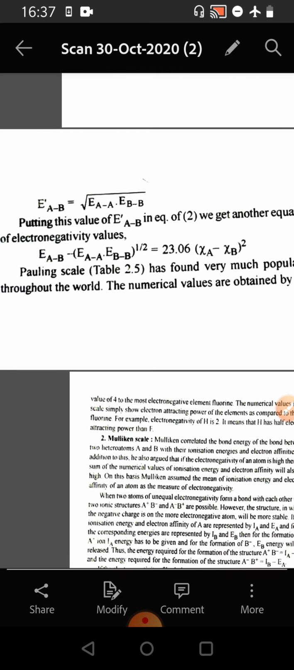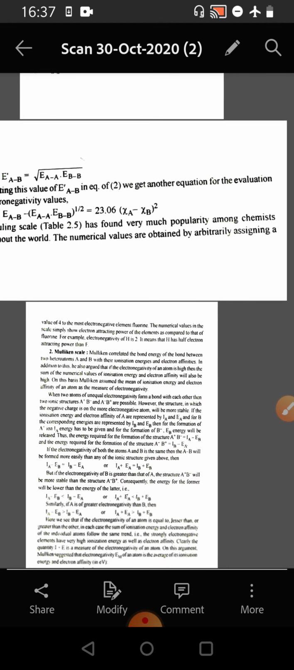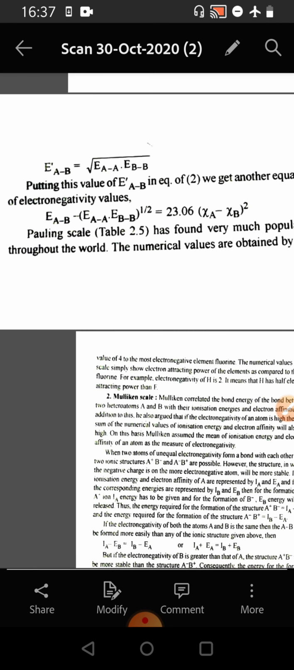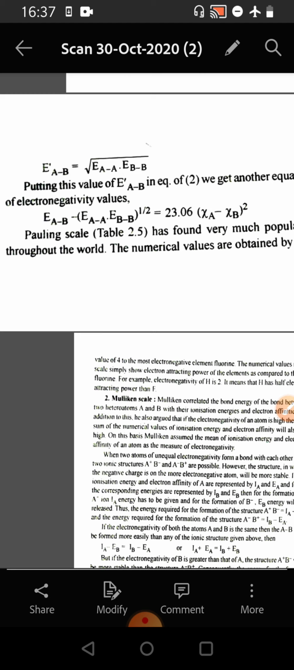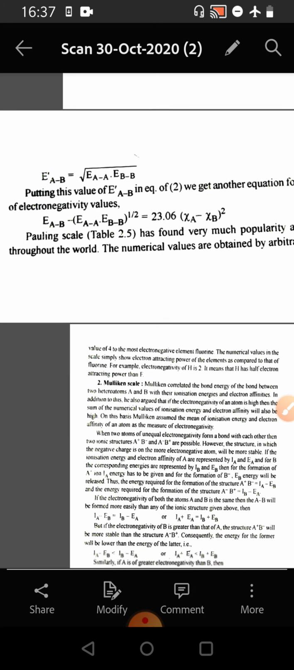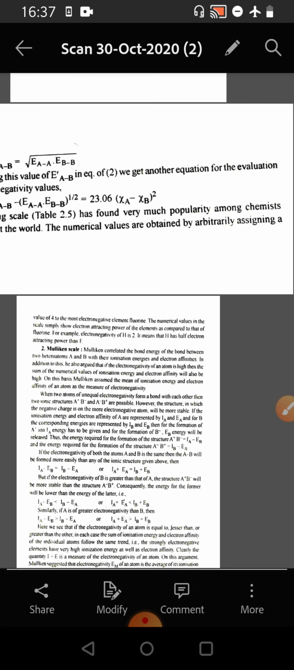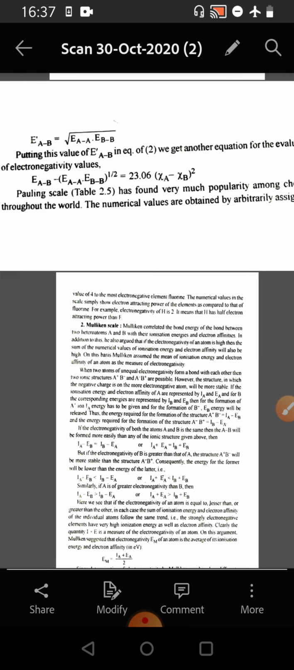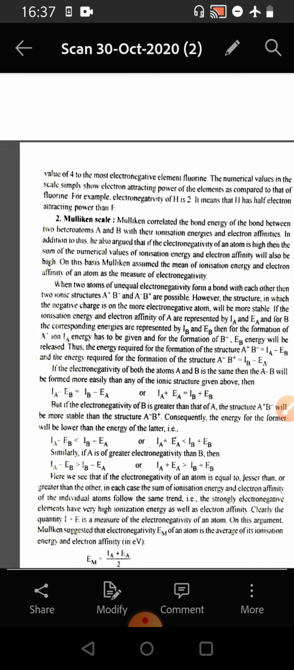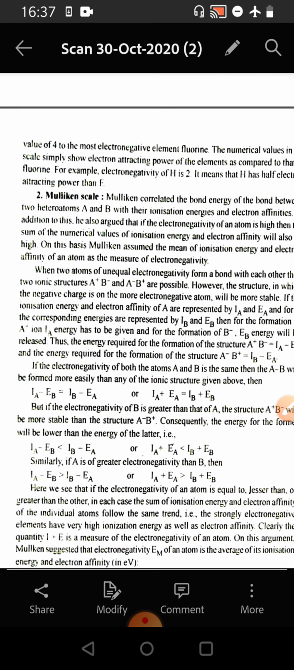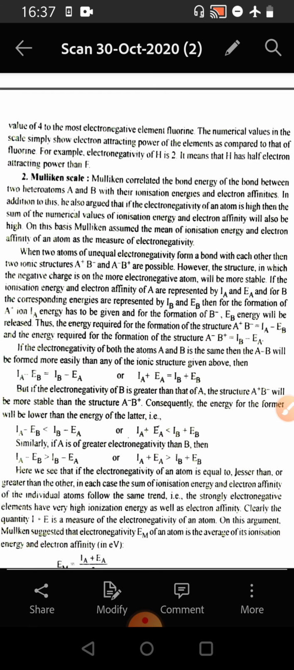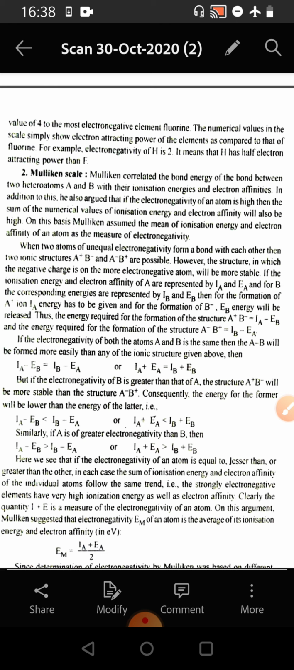Putting this value of E prime AB in equation 2, we get another equation for the evaluation of electronegativity values, that is EAB minus (EAA into EBB) raised to half is equal to 23.06 (Xa minus Xb) whole squared. Pauling scale has found very much popularity among chemists throughout the world. The numerical values are obtained by arbitrarily assigning a value to the most electronegative element, fluorine. The numerical values in the scale simply show the electron attracting power of the elements as compared to that of fluorine.